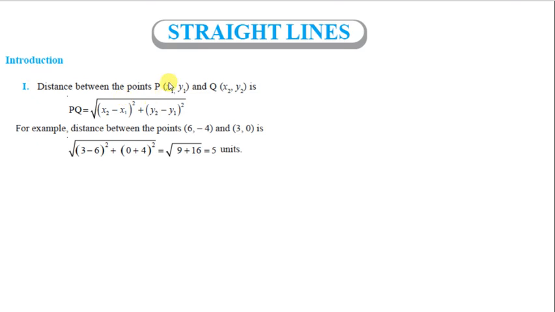The distance between 2 points (x1, y1) and (x2, y2) is given by under root (x2 minus x1) square plus (y2 minus y1) square. For example, if you have to find the distance between (6, -4) and (3, 0), then this is (x1, y1), this is (x2, y2). So the distance will be (3 minus 6) whole square plus (0 plus 4) whole square, that is 9 plus 16 under root, that is 5 units.